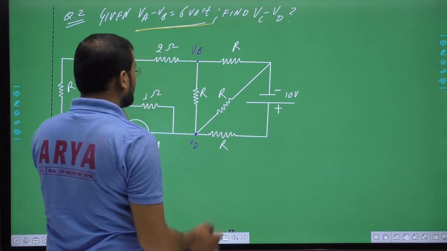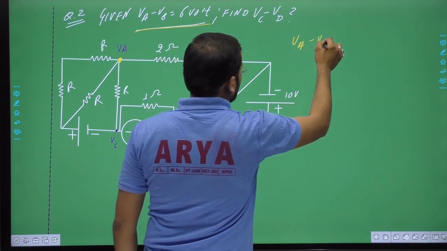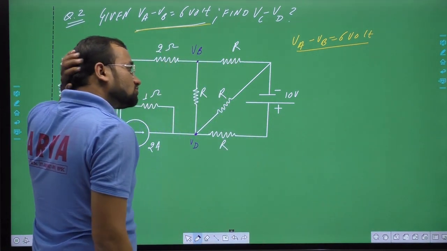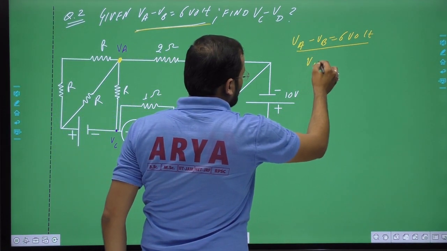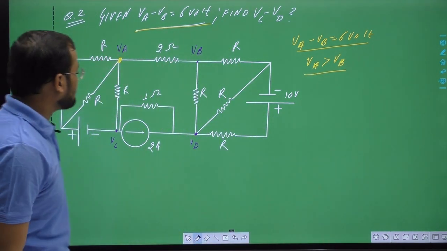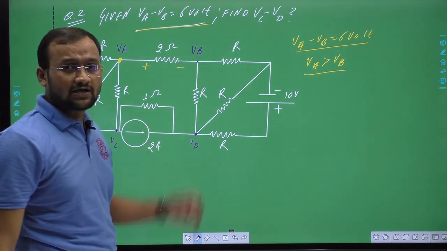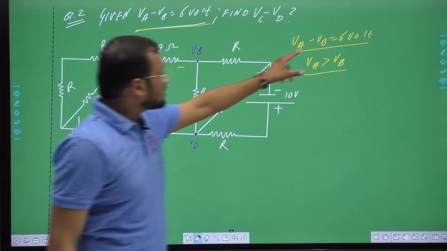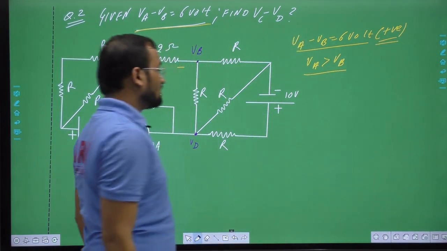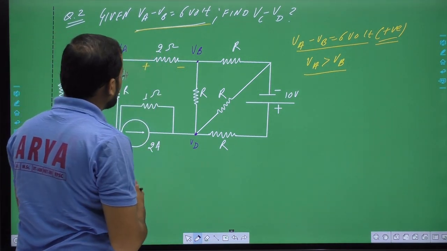As already given, the difference between VA and VB is equal to 6 volt. By this we can conclude that the voltage at point A is greater than the voltage at point B. VA is greater than VB. So we can assign a positive sign here and a negative sign here. Why? Because the difference is positive.